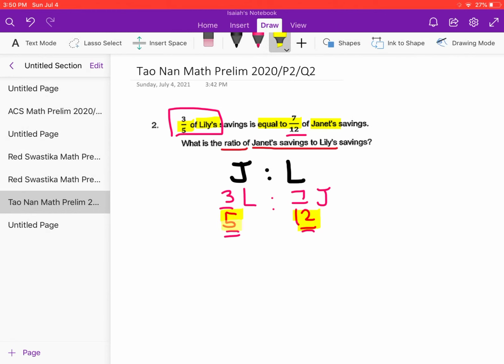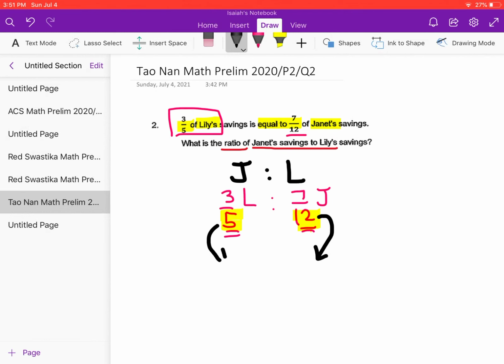But we know that these two ratios, 3/5 is to 7/12, will be equivalent. The total amount that each of the girls saves will be different, because one has saved 5 parts, the other has 12, and the ratio is also different. But now we are comparing an equivalent number, because 3/5 of Lily is actually equal to 7/12 of Janet's. Now, if you look at these two numbers, it's hard to compare like this. So we want to change both these fractions to the same denominator.